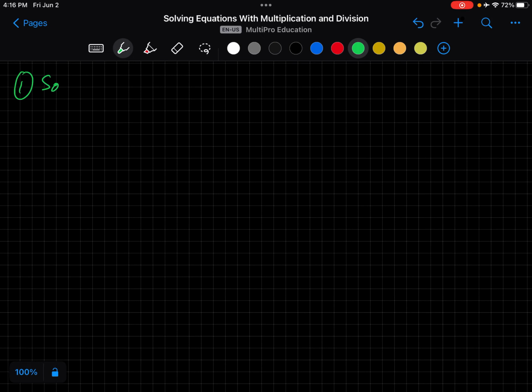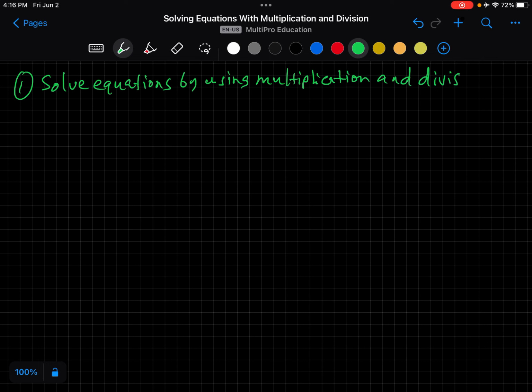So today we have one goal and one goal only, and that is to solve equations by using multiplication and division. That's our only goal the entire day. Alright, so let's go ahead and dive on in.